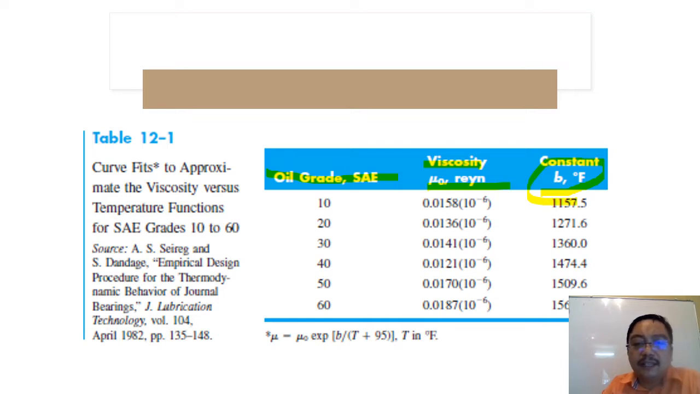Meaning that if your engine operates at high temperature, you should choose better grades. Let's say you have a small car that only operates a short distance, you can choose a lower grade oil. It doesn't matter. If your car operates a long distance, you should have a better grade because the temperature will rise. This is the grades of the lubricant.